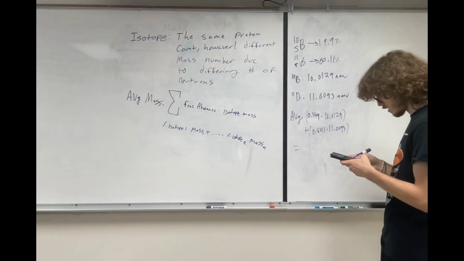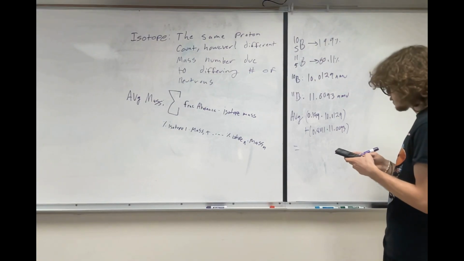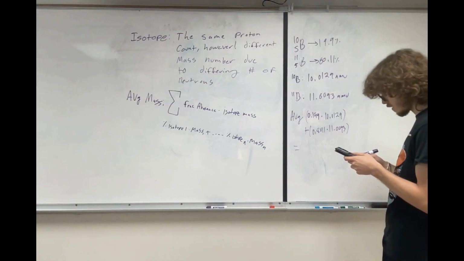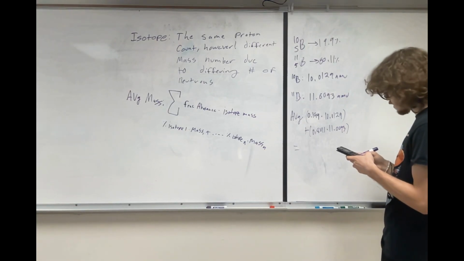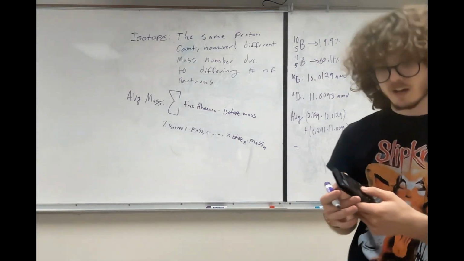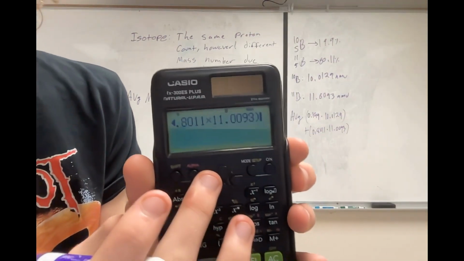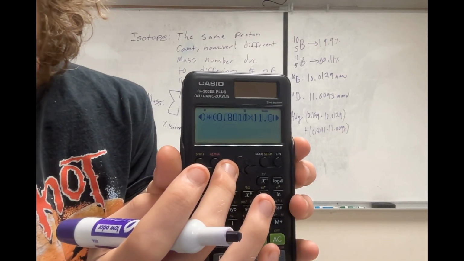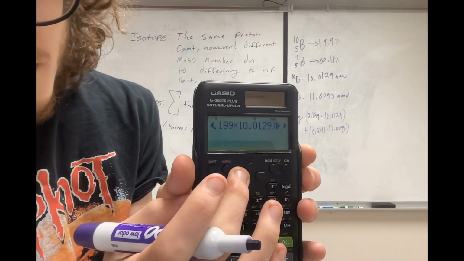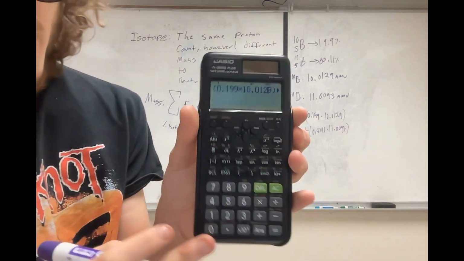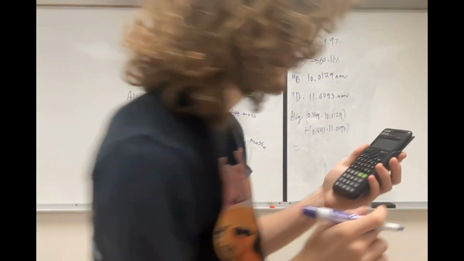0.199 times 10.0129 plus 0.8011 times 11.0093. So I'll just show you the calculation quick if you need to confirm with yourself. So bring you back to my first term. All right, so that's the whole calculation, and when we calculate it, we're going to find 10.8.